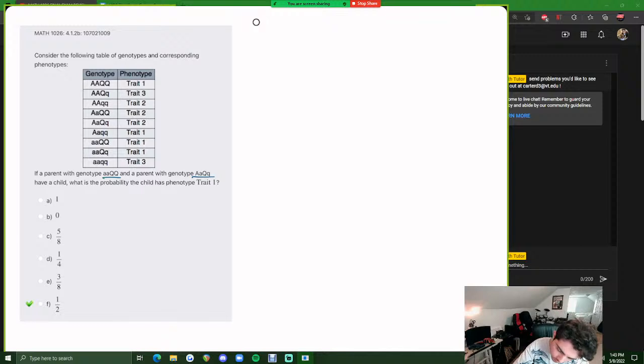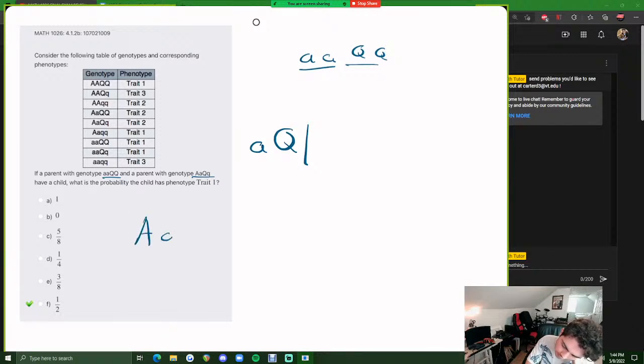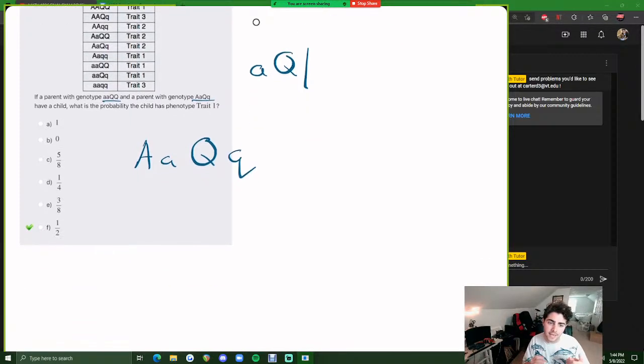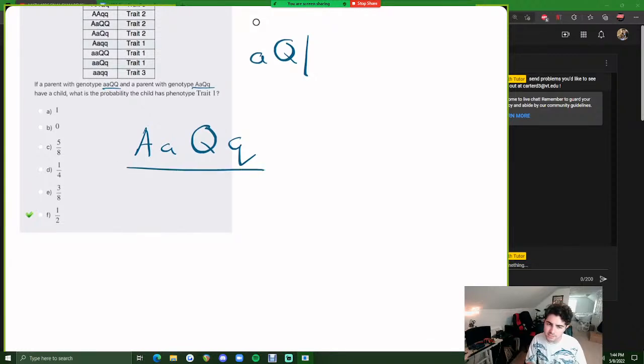So for parent 1, we have lowercase aa, capital QQ. So the only possible option for A and Q together is a lowercase a with an uppercase Q, because that's all they have. They have lowercase a's and uppercase Q's. So that's all we get for the first parent, right? So we can just throw the first parent here. It shouldn't matter. And then for the second parent, we have a capital A, lowercase a, capital Q, lowercase q. Now here's where all the options come from. Again, we're finding all the combinations of A's and Q's that could come from this parent.